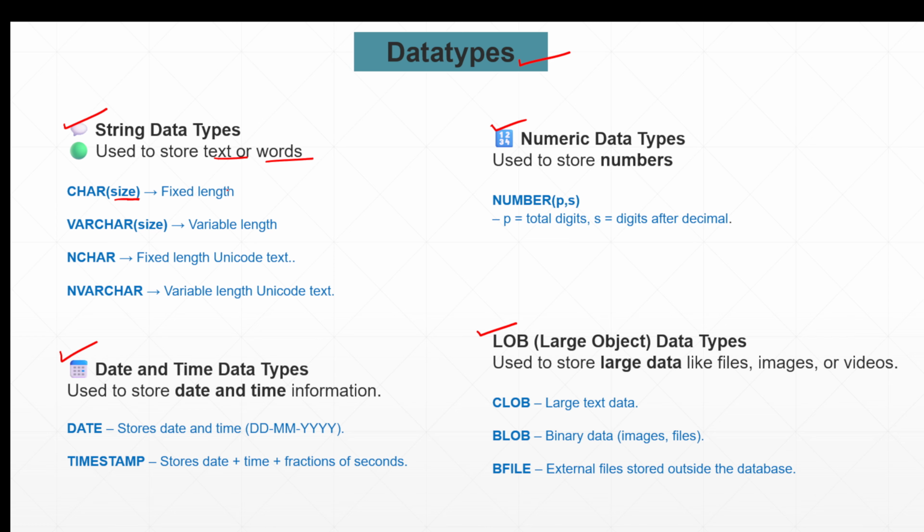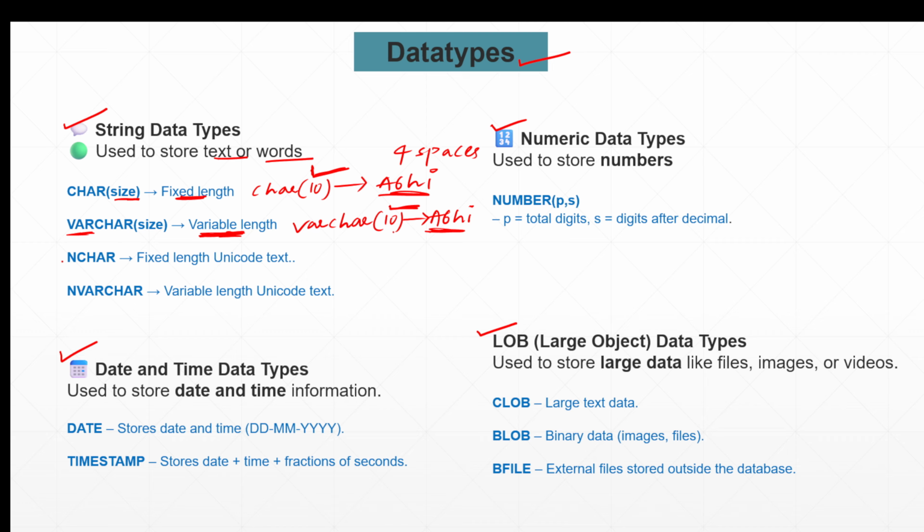Here char is a fixed length. It always uses the same amount of space even if the text is short. If I set char 10 and I enter Abhi, Abhi has four characters, right? Even though we have four characters, it will occupy 10 spaces. It is a fixed length. And varchar has variable length. If I set varchar 10 and I enter Abhi, it will take only four spaces. It won't occupy 10 spaces because it has variable length.